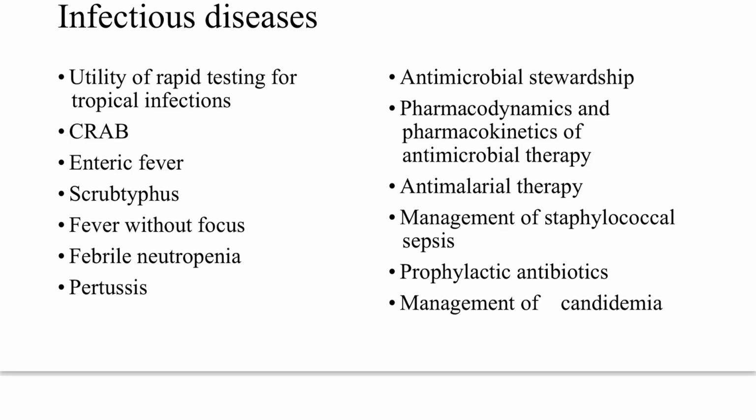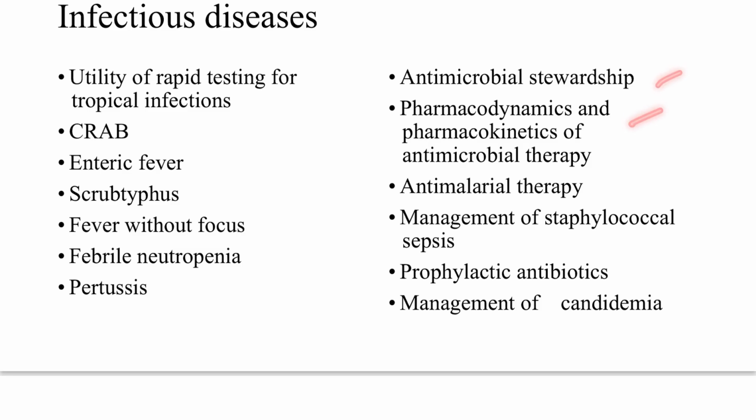Okay. The CRAB, it's not a misnomer. Okay. Carbapenem resistant Acinetobacter baumannii. I don't know. It just hit my eyes. I felt that that can be asked because we are seeing a lot of infections with this Acinetobacter. That is why. Enteric fever, we are having an outbreak. So go through that. Scrub typhus important. Fever without focus, febrile neutropenia, pertussis. Pertussis is up and it's coming back, no? So you should know that.